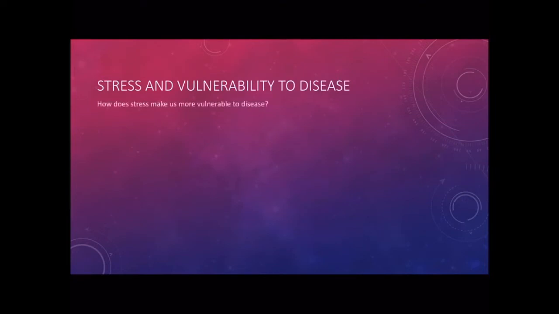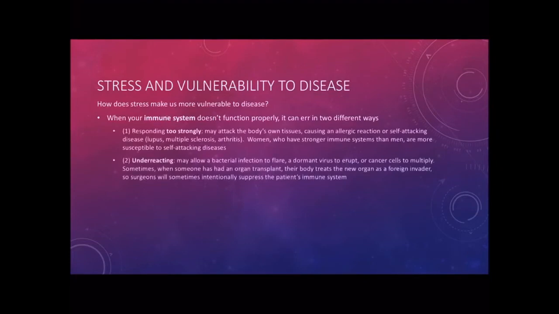Okay. When your immune system doesn't function properly, you can have two different issues. Number one, it could overreact, and number two, it could underreact. If your immune system overreacts, this could show itself as the body attacking its own tissues. And so this could cause an allergic reaction or a self-attacking disease. Multiple sclerosis is probably one of the most common self-attacking diseases. And women, who tend to have stronger immune systems than men, are more susceptible to those self-attacking diseases. Because our immune system is stronger, it can overreact and attack things that aren't actually sick.